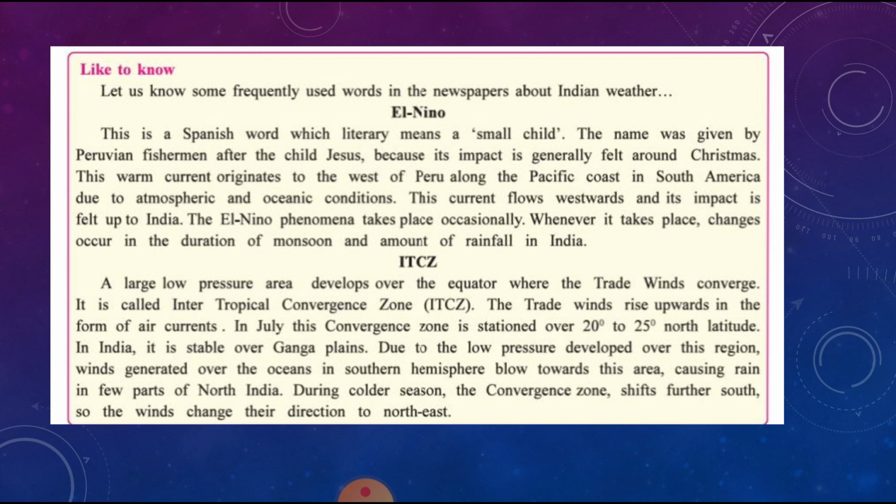During the colder season, the convergence zone shifts further south, so the winds change their direction to northeast. So during winter, what happened? The convergence belt shifts further to the south, and because of this, the winds also change their direction towards the northeast.